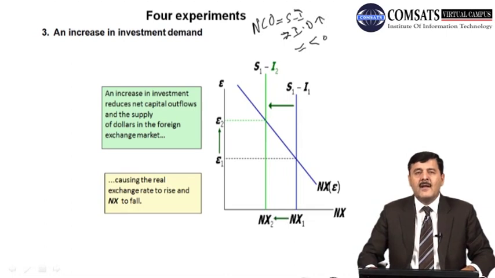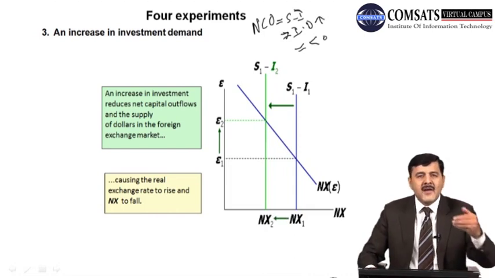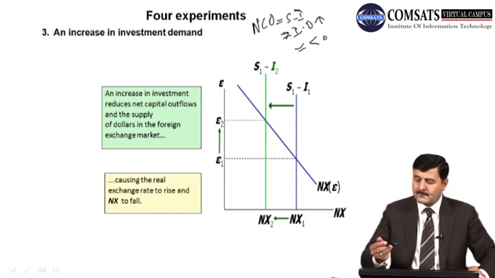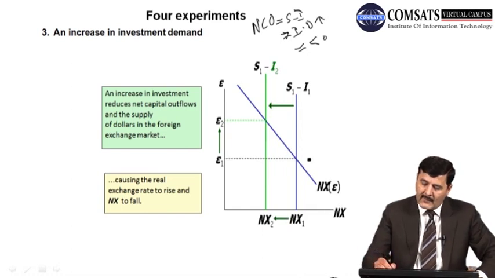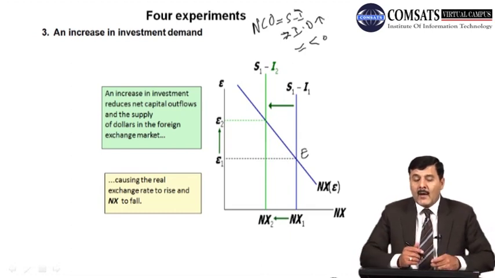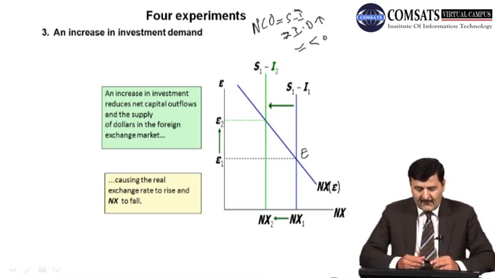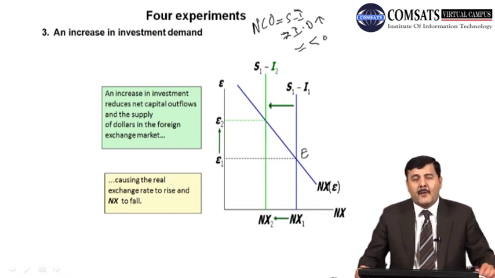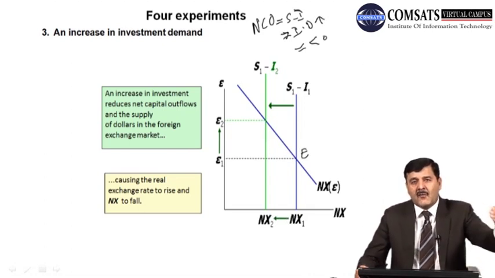So the original supply curve of dollars is given by S1 minus I1. The original net export curve is given by NX(e). Both of these two curves intersect at a point which is point E. At this point E1 is the real exchange rate and the net exports of the economy are NX1. Now suppose we want to see the effect of this experiment: what will happen to net exports, what will happen to the net capital outflow if there is a change in investment demand.